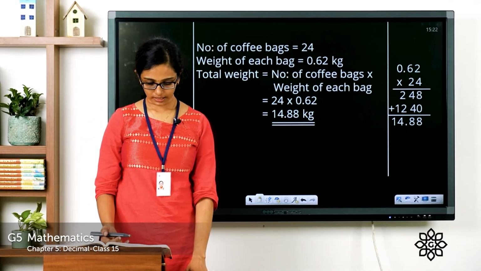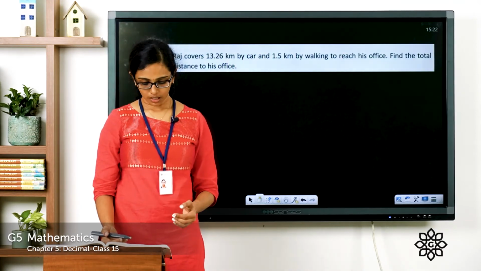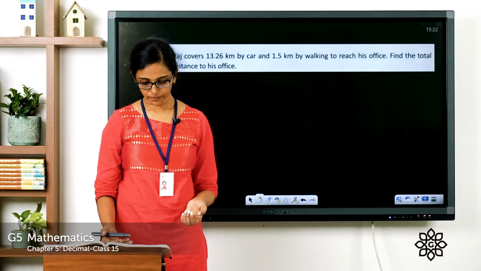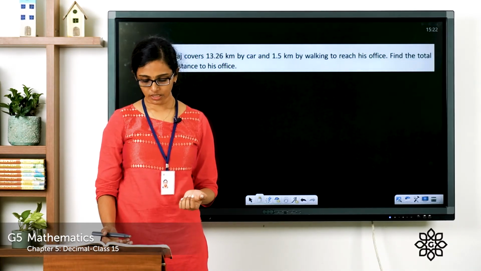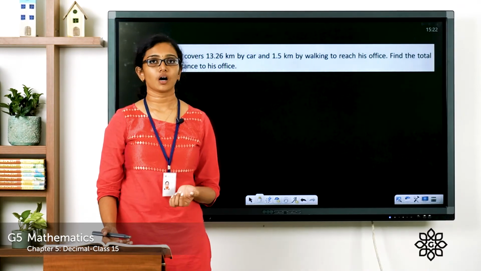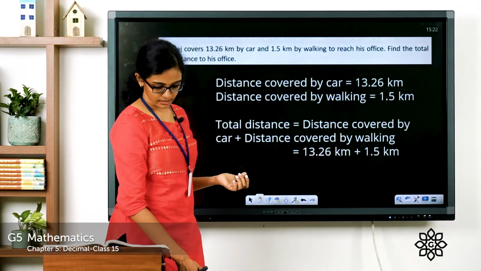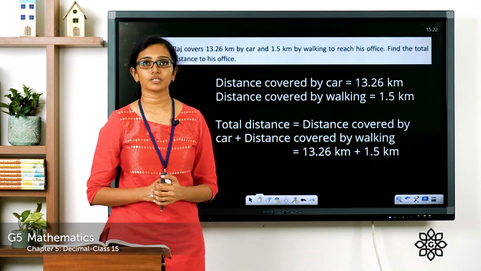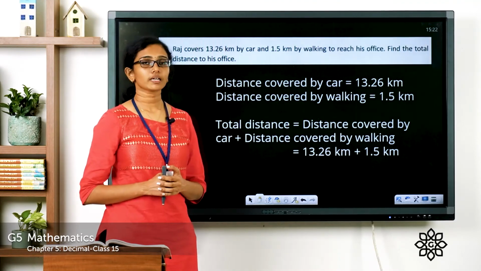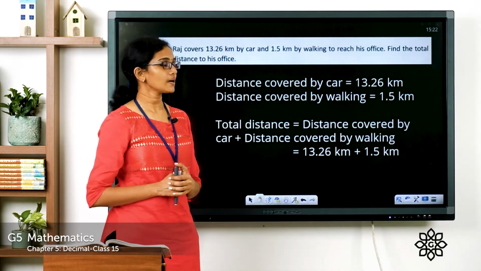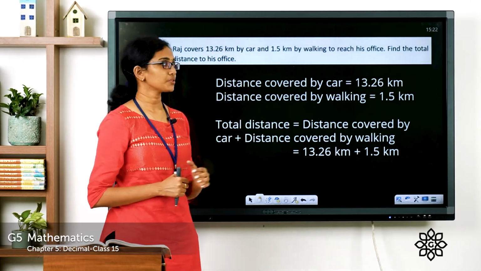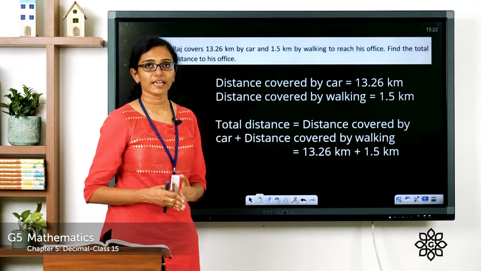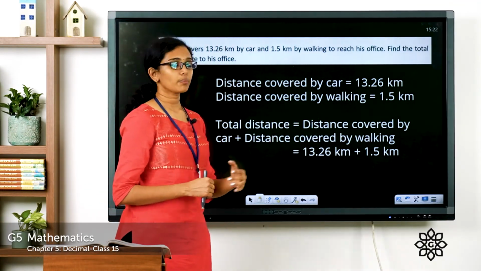Now, the last question. Question number 12. Raj covers 13.26 km by car and 1.5 km by walking to reach his office. Find the total distance to his office. So, what is the distance that Raj covers by car? Distance covered by car is equal to 13.26 km. Distance covered by walking is equal to 1.5 km. And the total distance is equal to distance covered by car plus the distance covered by walking, which would be equal to 13.26 plus 1.5 kilometer.